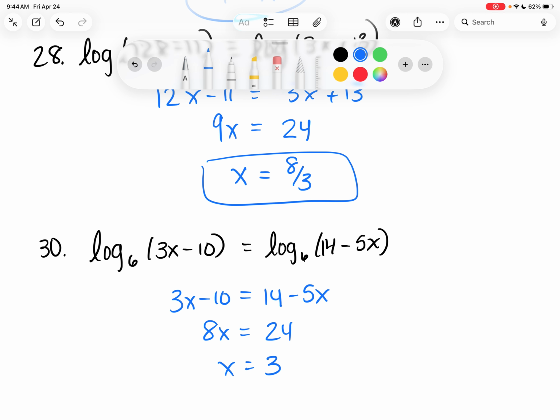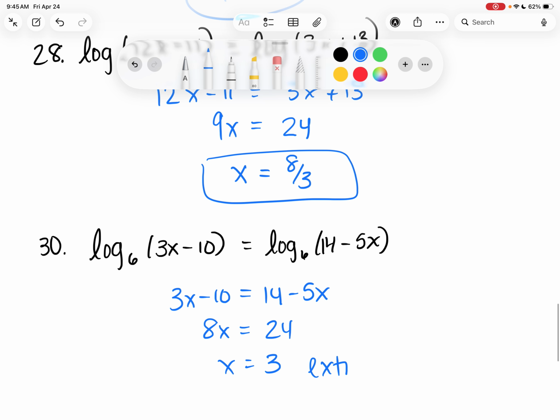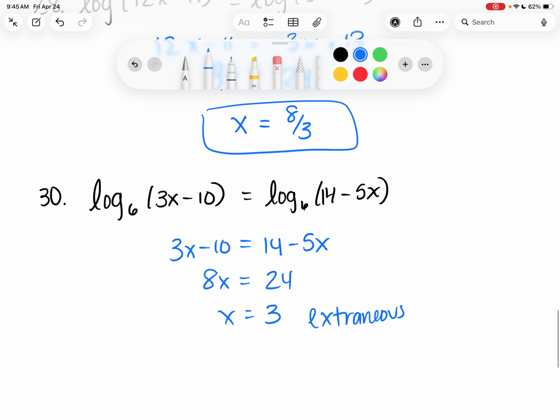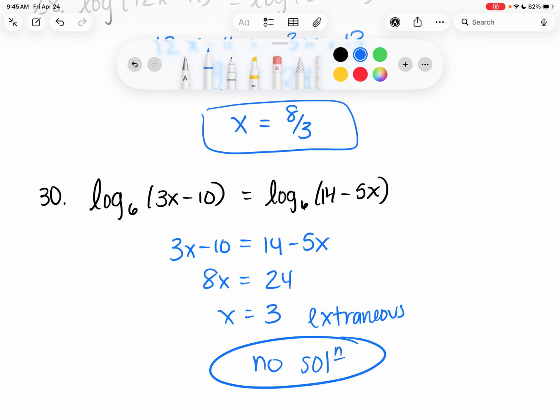So if I plug in 3, then I've got 9 minus 10, that's negative 1. And then if I plug in 3 over here, I've got 14 minus 15, that's also negative 1. So this is extraneous. Or you can write, the other option, the way the book's going to write the answer when that happens is they're just going to write no solution. So you can either just write x equals 3 and then write that it's extraneous, or you can write no solution and that's fine as well. Does that make sense? Questions about those?